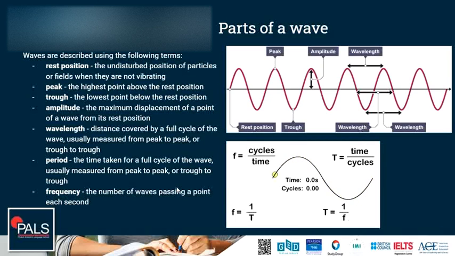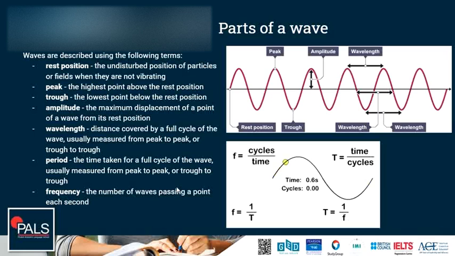Parts of a wave. Waves are described using the following terms. The rest position is the undisturbed position of particles or fields when they are not vibrating. Peak is the highest point above the rest position, also called the crest sometimes. The trough is the lowest point below the rest position. The amplitude is the maximum displacement of a point of a wave from its rest position, so the distance between the rest position and the peak, or the rest position and the trough.